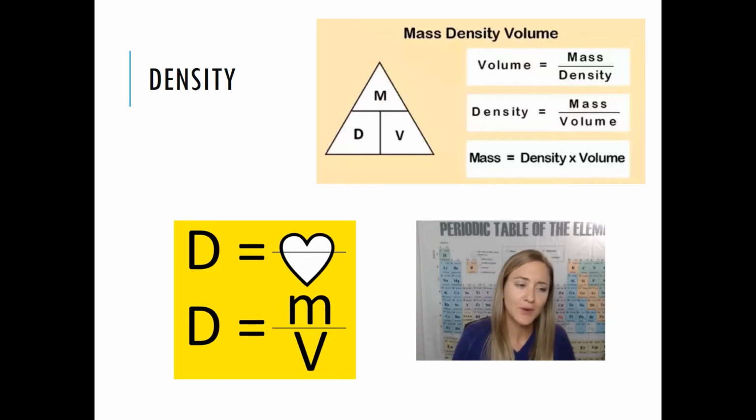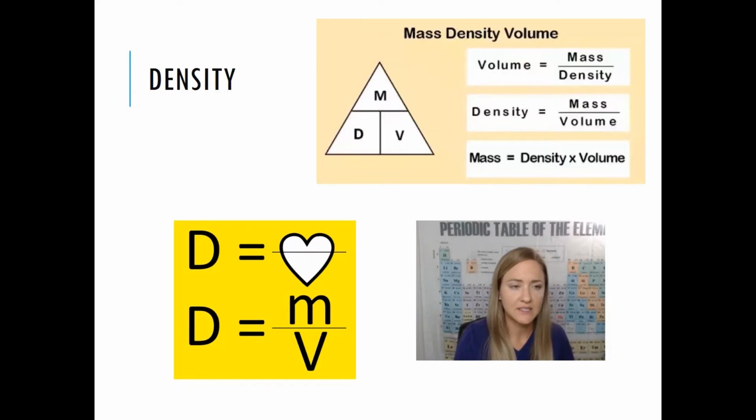D is equal to M over V, and you can use the density triangle. I think that's super helpful, where it's D, M, V, like the Department of Motor Vehicles where you go get your driver's license. D, M on top, and then V. The reason this is helpful is because it can help you figure out how to solve for other variables.